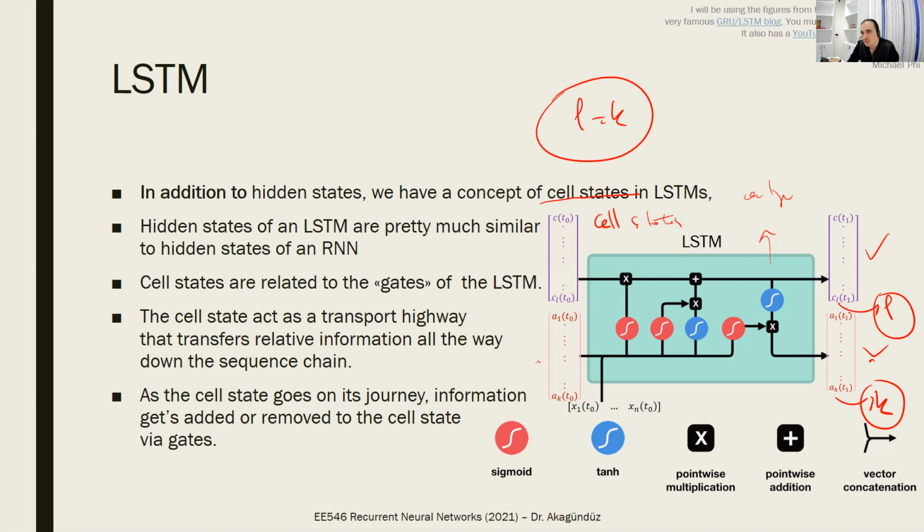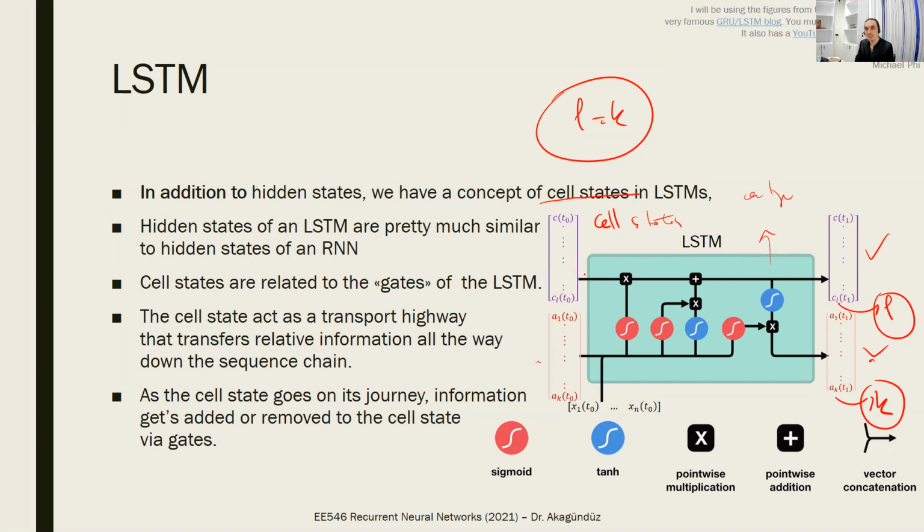So they are just a bunch of vectors, just like hidden states. One of them is called the cell state. The other one is called the hidden state. Good. So in addition to hidden states, we have the concept of cell states. Hidden states of an LSTM are pretty much similar to the hidden states of an RNN because they can only keep short-term dependencies. Why? Because a hidden state is connected through so many gates. There's a great possibility that you're going to lose that information while backpropagating through time. Because there are so many gates between the hidden state and the previous and next hidden state, it can only keep short-term dependencies. However, this is not the case for the cell state.